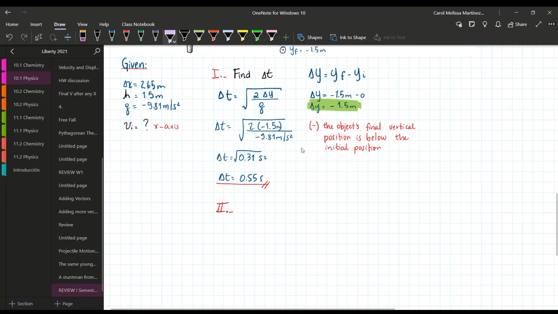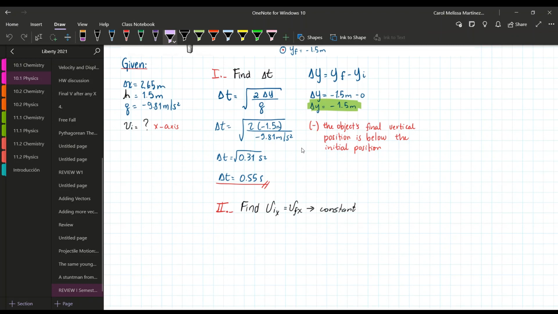So let's apply the formula to find the initial velocity. Find VI. There is a concept in this kind of motion that says that the initial velocity in x is equal to the final velocity in x too, okay? So that means that the velocity in x is constant. Remember that concept, it's constant.